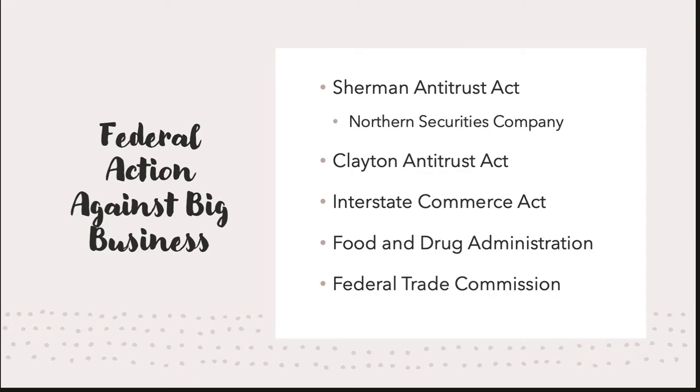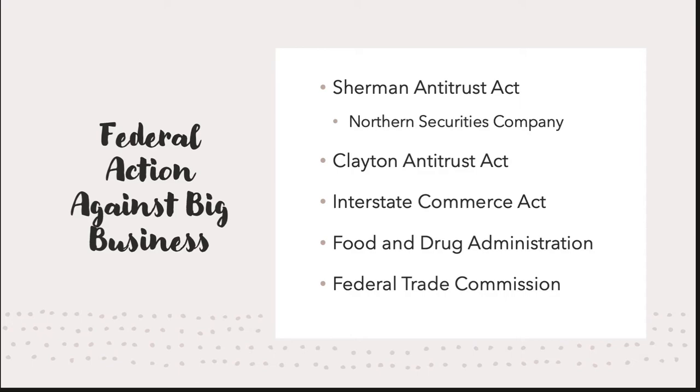Each of these different actions that the federal government takes is meant to regulate business. Okay, we're going to start with the Sherman Antitrust Act. Remember, trust means monopoly, anti means against. The Sherman Antitrust Act is going to be passed in 1890.